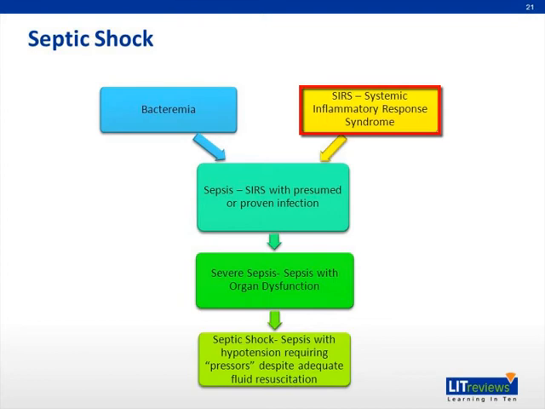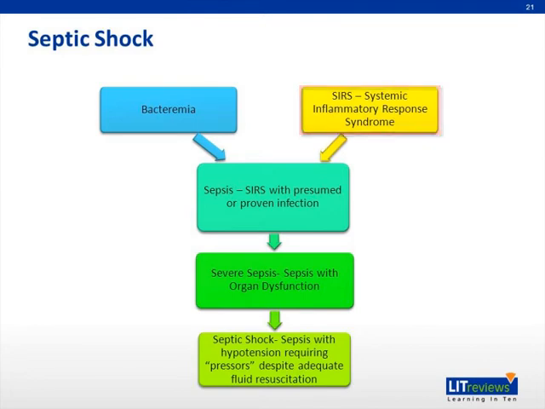The patient must have a temperature greater than 38 degrees Celsius or less than 36 degrees Celsius. The patient's heart rate must be greater than 90. The patient's respiratory rate must be greater than 20, or a PaCO2 less than 32. And the patient must have white blood cells greater than 12,000 or less than 4,000, or have greater than 10% bands.